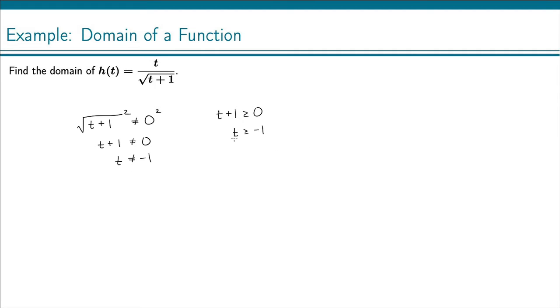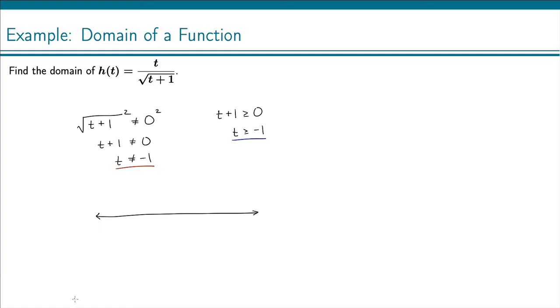These are the two rules that have to be true. t cannot equal negative 1, and t has to be greater than or equal to negative 1. Those are what I have to adhere to. Now, when you've got multiple rules, it can be hard to put them all together and find out what's okay. This one's not too hard, but I'm going to show you a process that I like to follow.